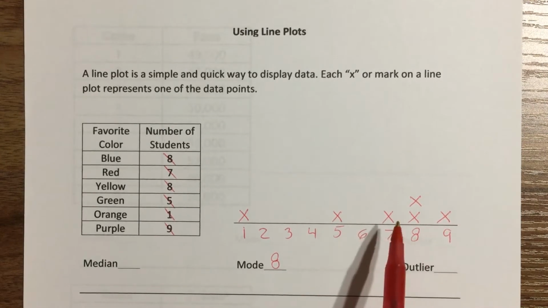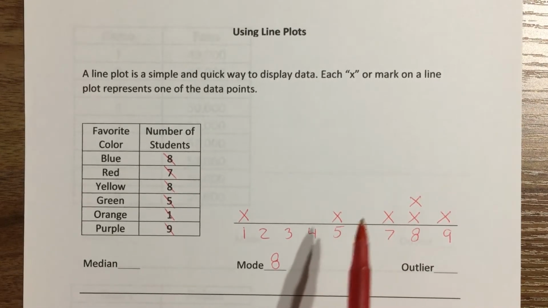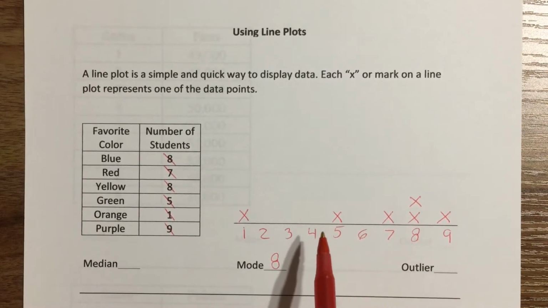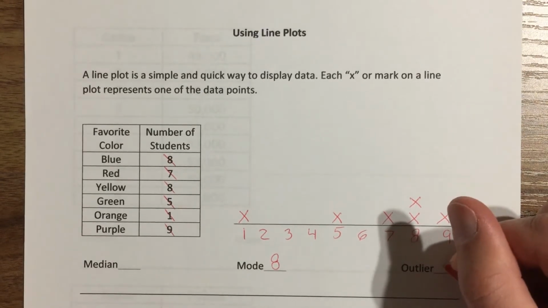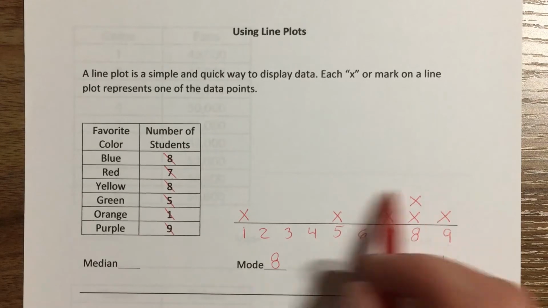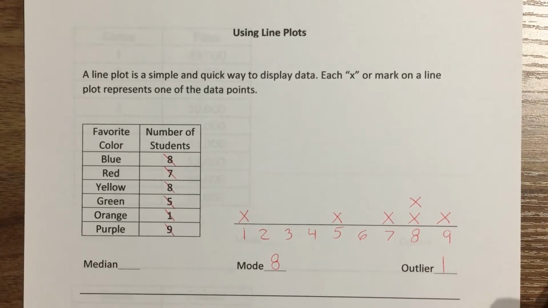Yeah, there's a gap from 5 to 7, but the gap from 5 all the way down to 1 is pretty massive. So that tells me, hey, 1 doesn't really fit with the rest of the data. 1's kind of down here by itself. Everything else is clumped together pretty well up here.